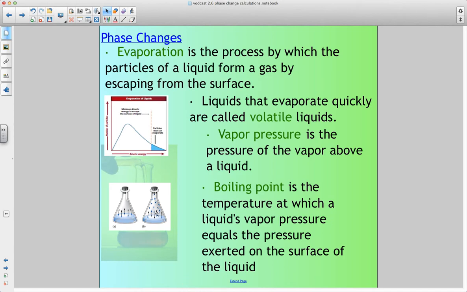Conversely, if you were to look at, let's say, Denver, Colorado, which is about 8,000 feet above sea level, they only have about 0.8 atmospheres of pressure. Therefore, their water will boil at a lower temperature, maybe around 90 degrees Celsius. And it all has to do with the temperature at which the liquid's vapor pressure equals the pressure exerted on the surface of the liquid.